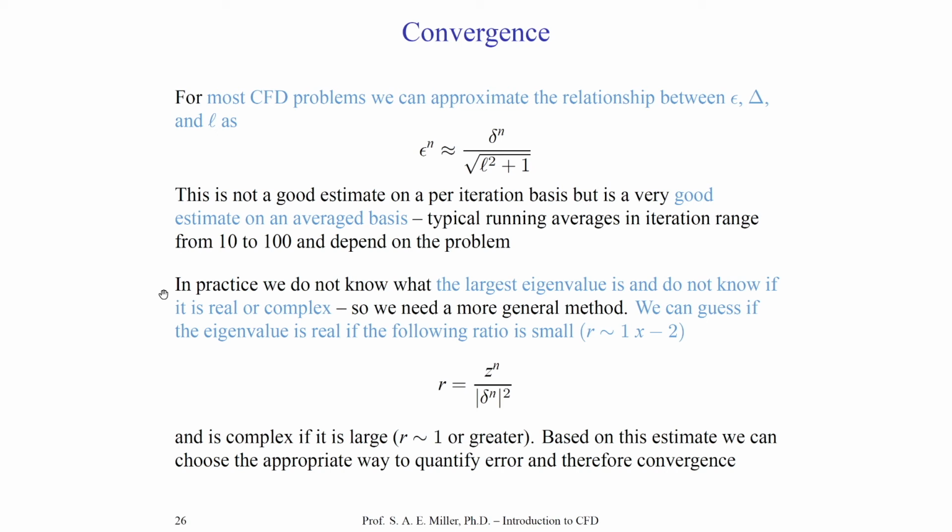Now, remember, in practice, we do not know the largest eigenvalue, and we do not know if it's real or complex. But you can probably guess if it's real or complex, depending on the oscillations near the, of course, converged state. So we need more general methods. We might guess that if the eigenvalue is real, and if the following ratio is small, say r is about 1 and x minus 2, then we can rewrite r in this form as d to the n over delta n squared. This will be complex if, for large r, for example, and it will be based on this estimate. We can choose the appropriate way to quantify the error and therefore the convergence of the scheme.